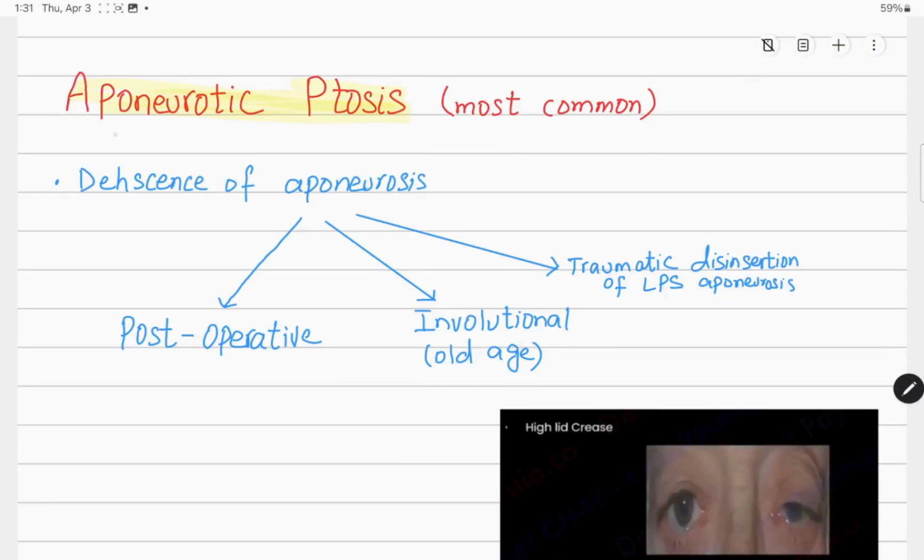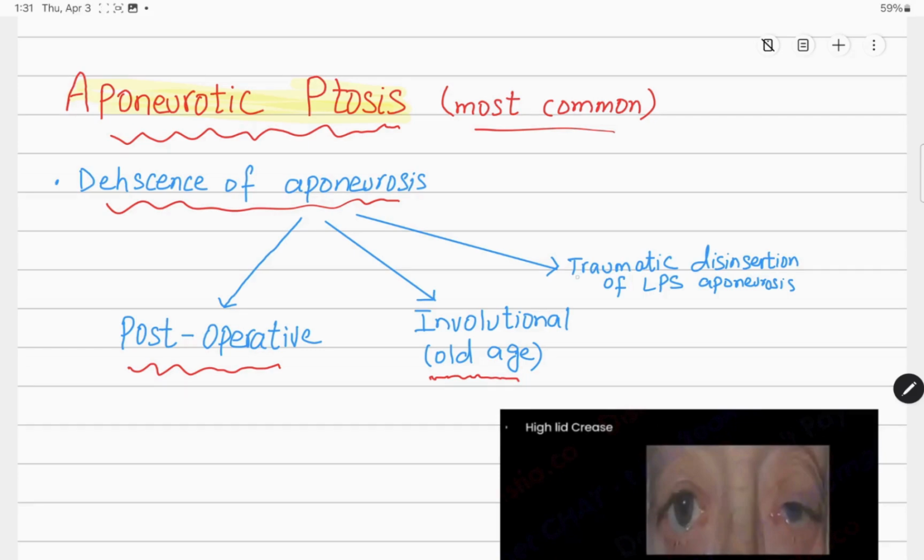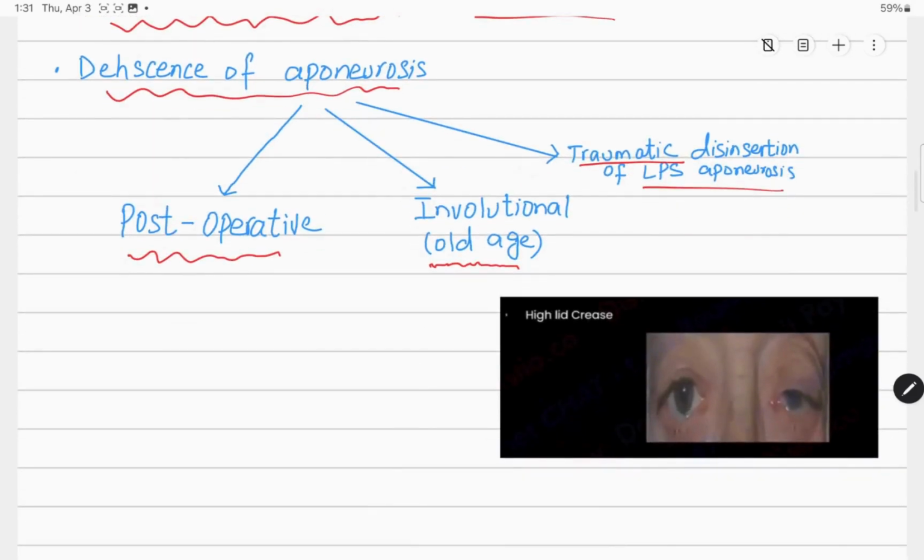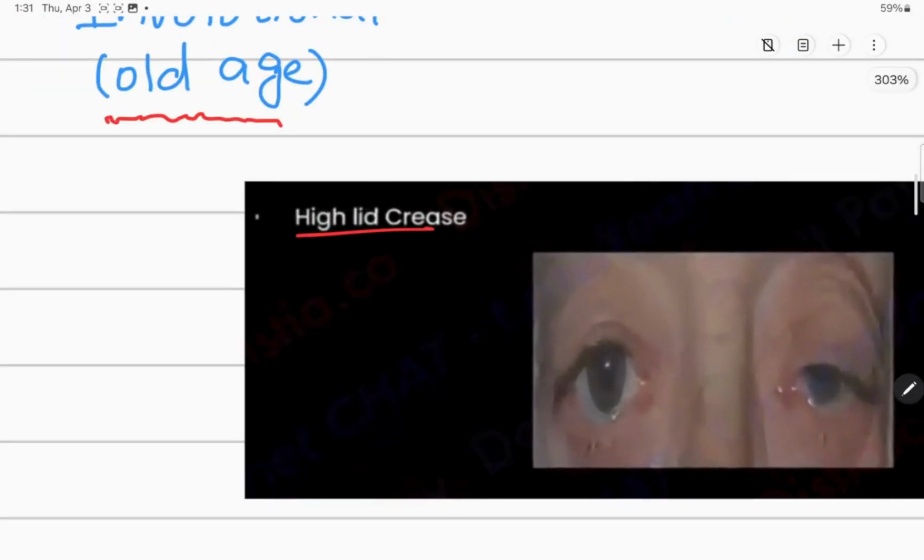Now we will discuss the next part, which is aponeurotic ptosis. This is the most common one. There is descent of the aponeurosis; the aponeurosis of the LPS is mainly affected. It can be due to different causes, like postoperative: if there is any operation of the eyelid or eye, this can happen. It can occur due to old age, or due to any traumatic injury of the LPS aponeurosis. One of the features of this is a high lid crease, as you can see in this picture.